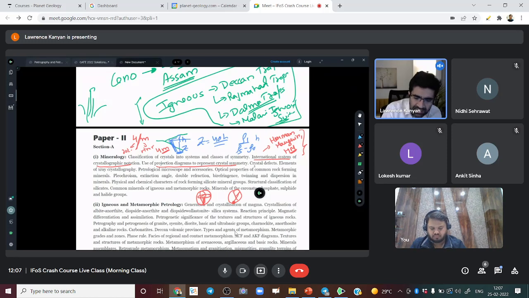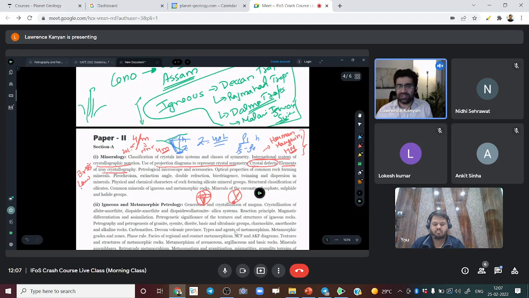Crystal defects is a very simple topic. You know line defects, point defects. Points are Schottky, Frenkel. So just revise. This is like 11th or 12th class NCERT stuff. And even X-ray crystallography is easy. X-ray crystallography is Bragg's law. So if they ask you questions from this part, you will be able to tackle them easily.